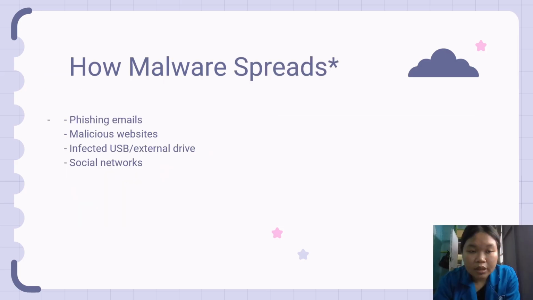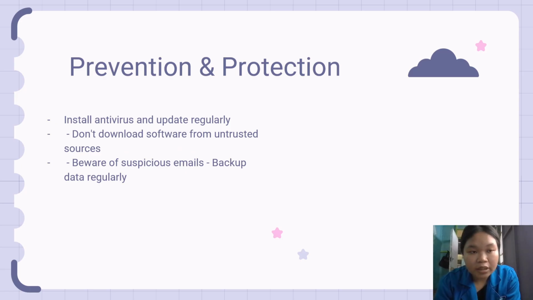Next, how malware spreads: phishing email, malicious websites, infected USB or external drives, and social networks. Next, prevention and protection, namely install antivirus and update regularly, don't download software from untrusted sources, beware of suspicious email, and back up data regularly.